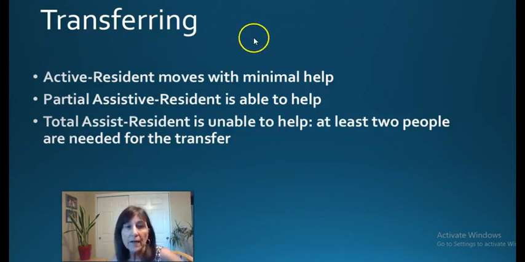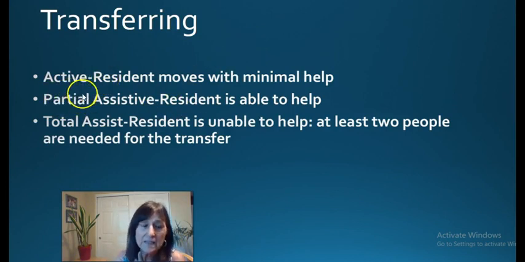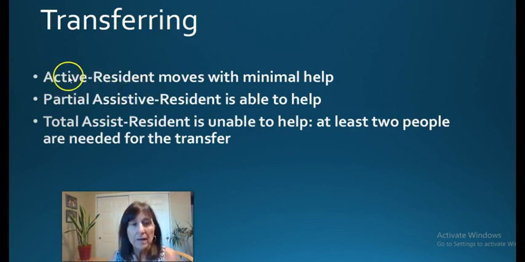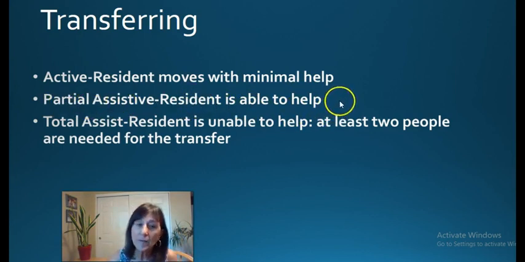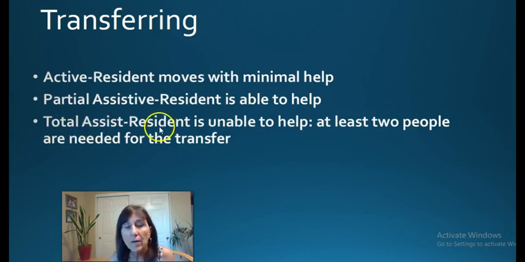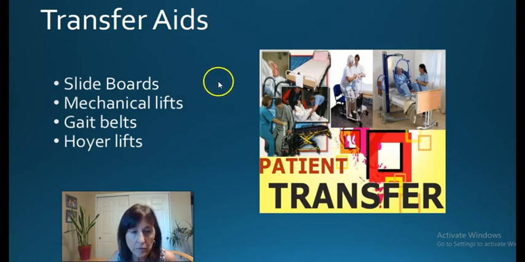So transferring or helping someone ambulate, we have names. Some are active assist, where the patient moves with minimal help, or we could call that just supervision. Then there's partial assist. It shouldn't say assistive. Partial assist, the patient is able to help, but we're helping them. And then a total assist, a patient is unable to help at all, and you need at least 2 people to transfer. So let me tell you about transferring patients.